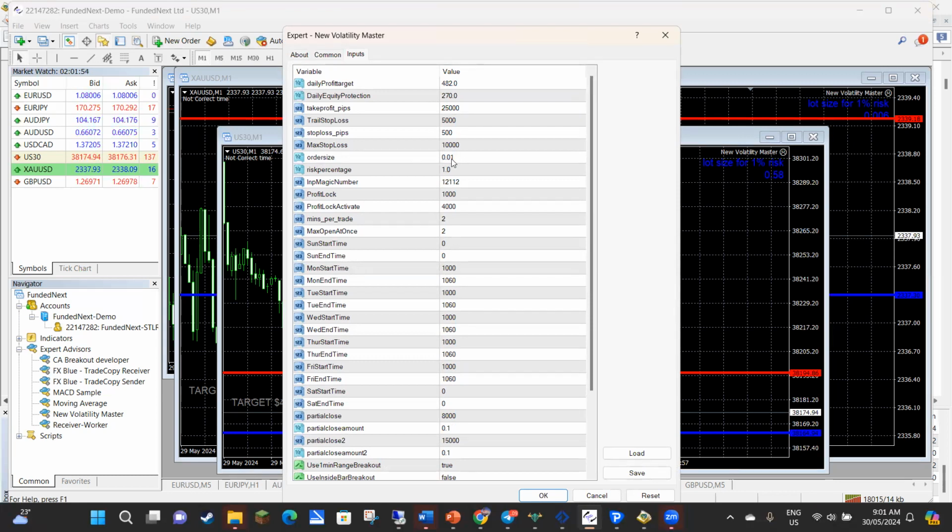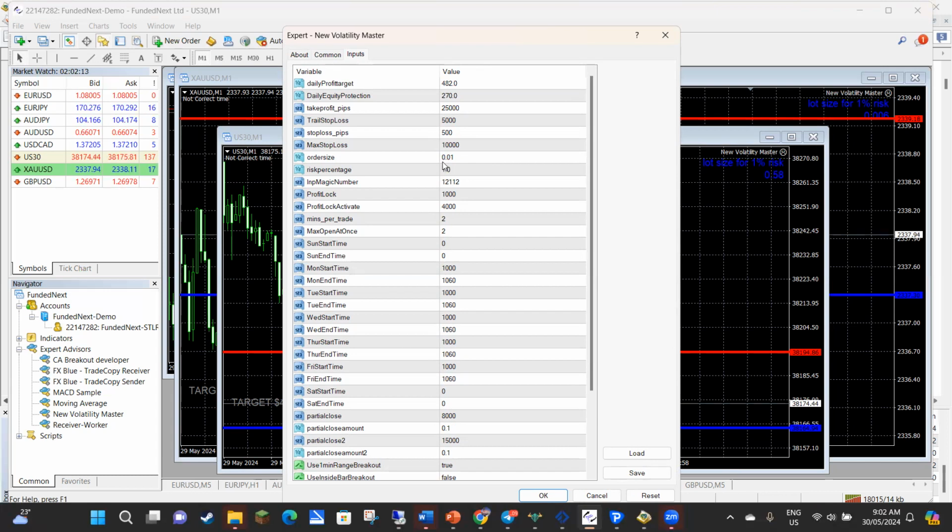Order size. As default, I have that set at the minimum, just so there's no issues with people accidentally taking out larger lot sizes than they should. But you'll obviously just have to adjust that based off your account balance and the way your broker calculates the lot size, so the size of their contracts and all of that. Risk percentage.